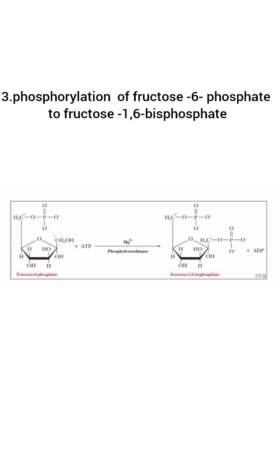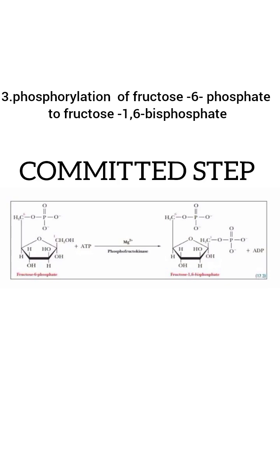The third reaction involves the phosphorylation of fructose 6-phosphate to fructose 1,6-bisphosphate by phosphofructokinase 1. This step is known as the committed step, and the enzyme phosphofructokinase 1 is known as the rate-limiting enzyme. The enzyme phosphofructokinase 1 is allosterically inhibited by ATP, citrate, and other molecules, ensuring glycolysis is slowed down when energy level is high.